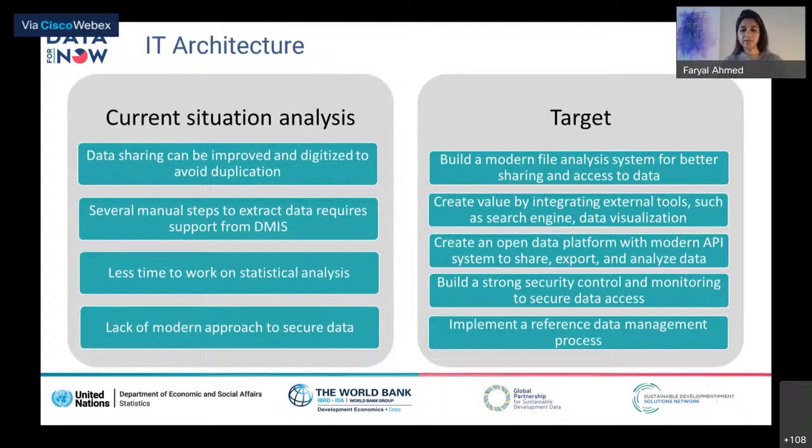Then, creating value by integrating external tools such as a search engine and data visualization, creating an open data platform, building strong security control, and implementing a reference data management process. All of this would be done through two expert consultants working closely with ANSD to embed all of this expertise within ANSD and increase in-house capacity to sustain the IT architecture. Next slide.